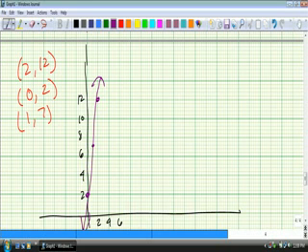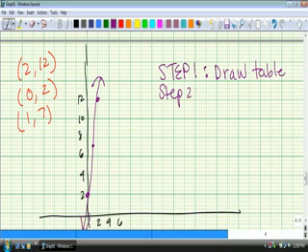Okay, so let's label our steps. What was step 1? We had to draw a table. Step 2, we picked x's. Any x you want. Now, if you want to pick 100, it's going to be hard to graph 100. Step 3 was to do what? After we get the x, we had to get the y.